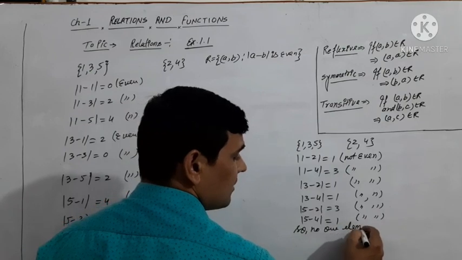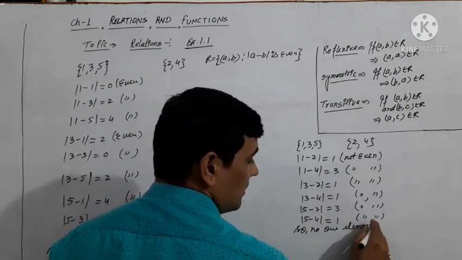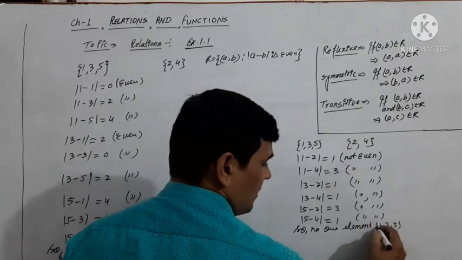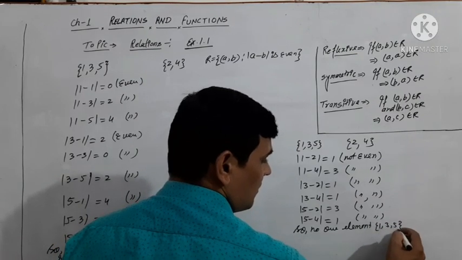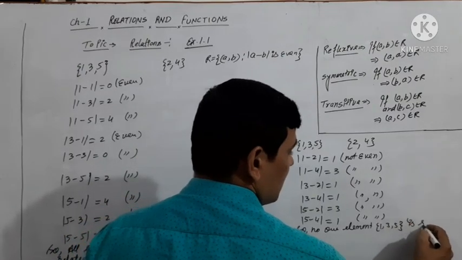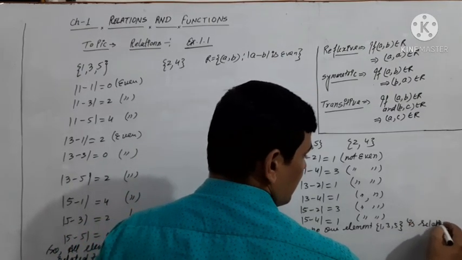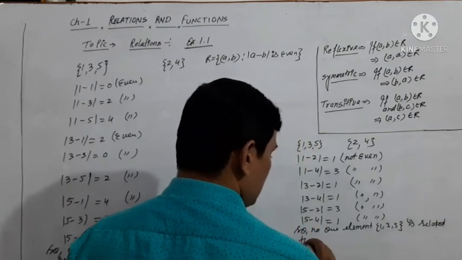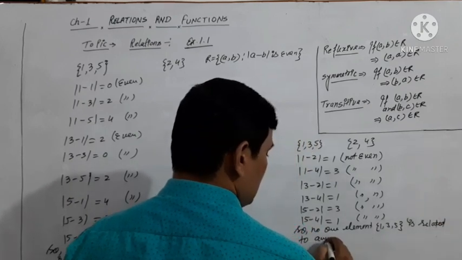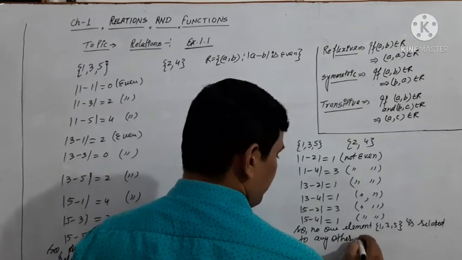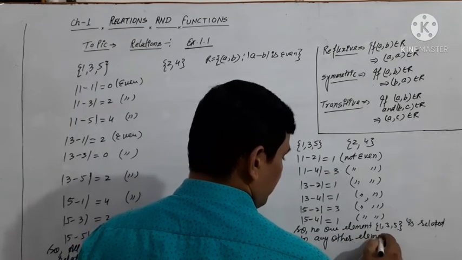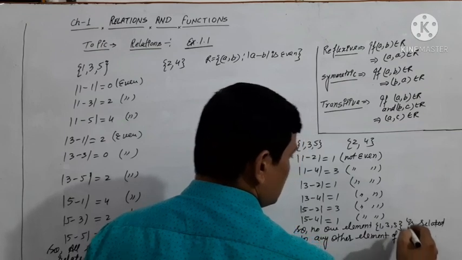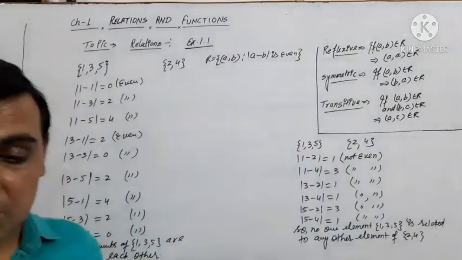So no one element of the first set, it means no one element of 1, 3, 5 is related to any other element of 2, 4. Is it clear? Beta, this question is also complete now.